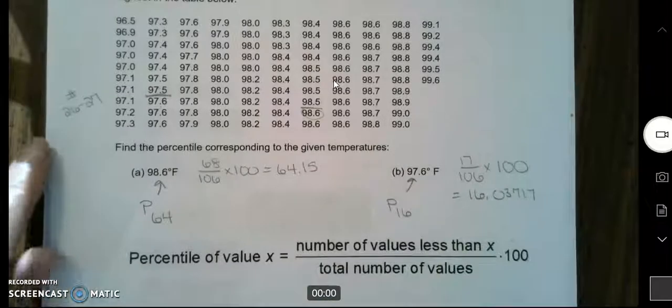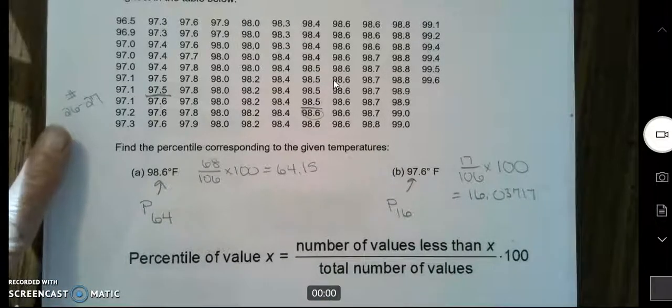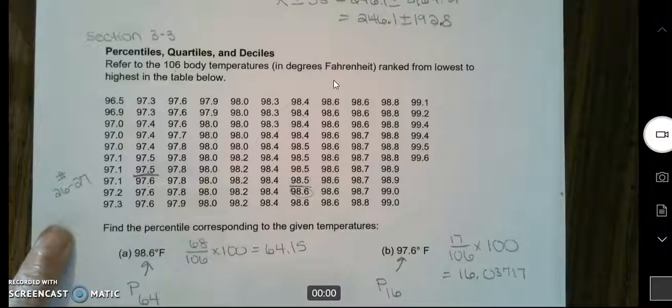Okay, so this is like homework problems roughly 26 and 27 from chapter 3. Again, this is section 3.3.